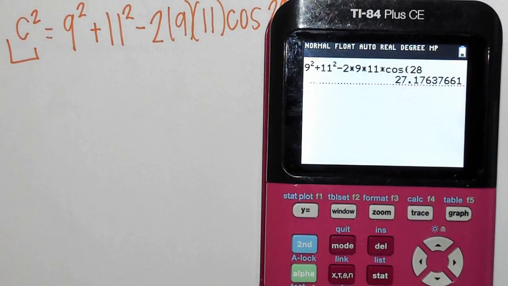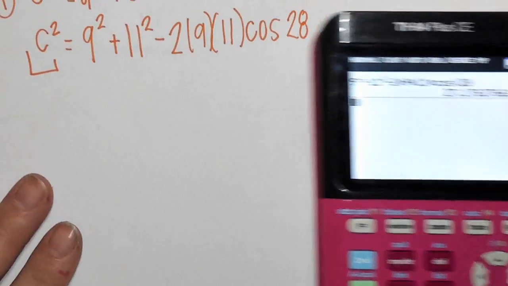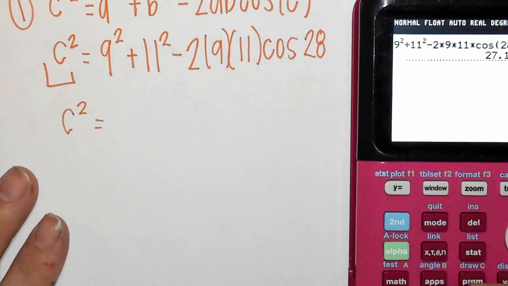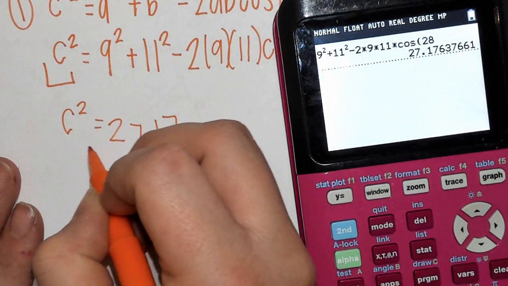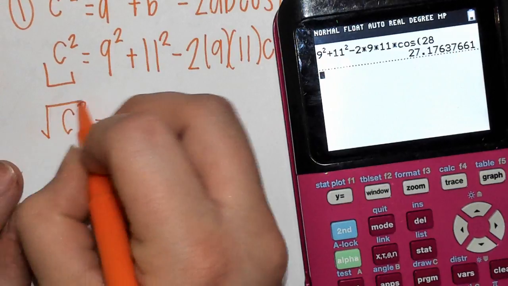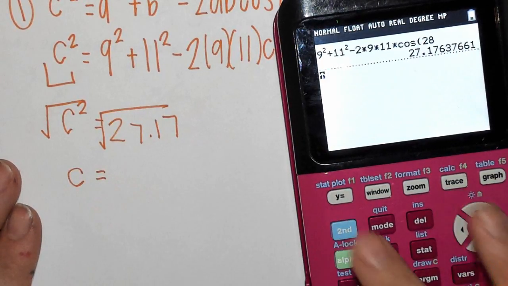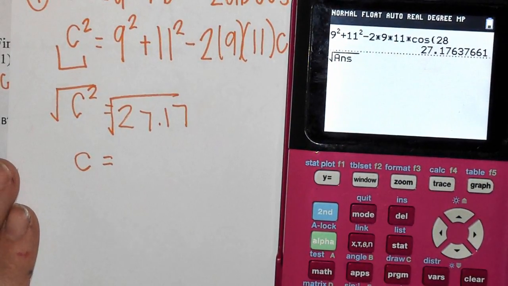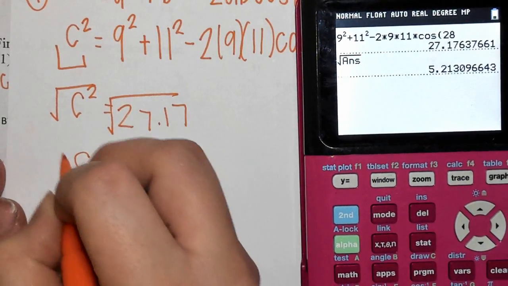That's your answer. Hold on. Not yet. Not quite. Oh, you said that squared. Not square it. But if c squared is equal to my answer, which is 27.17, to get c by itself, you have to take the square root. So c is equal to square root. I'm going to do square root, and then answer, and then equals. So my answer is 5.2.